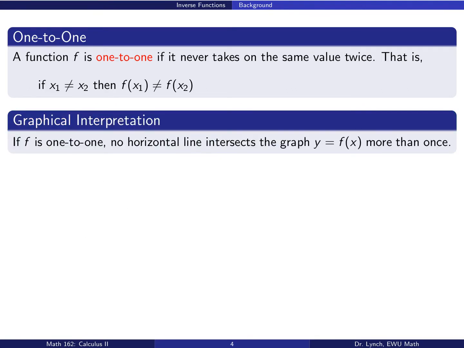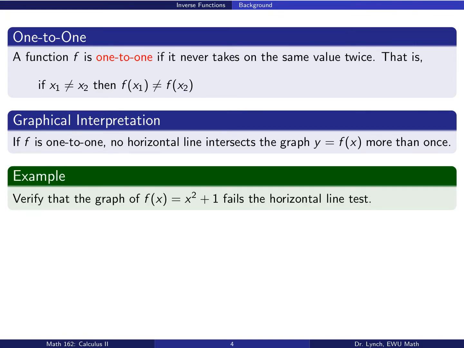A graphical interpretation of one-to-one is that when a function is one-to-one, no horizontal line intersects the graph more than once. This is the so-called horizontal line test, and if you can find any horizontal line that intersects the graph of a function more than once, we say the graph or the function is not one-to-one.